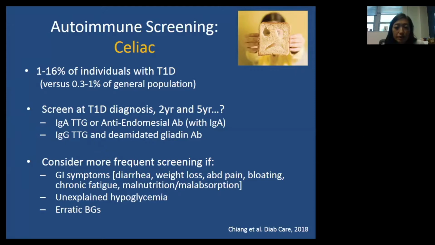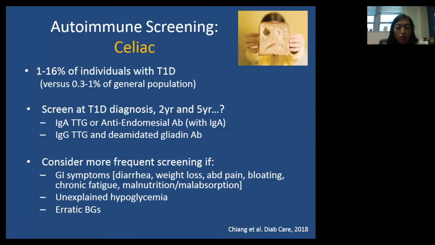And so after 5 years of type 1 diabetes disease onset, the general recommendation is to screen them if you are concerned about any new GI symptoms, or if they have other unexplained dysglycemia, such as erratic blood sugars that are not normal for that patient, or unexplained frequent hypoglycemia, again, a little bit out of the ordinary for that patient. And then, of course, the GI symptoms, some examples: diarrhea, weight loss, bloating, abdominal pain, malnutrition, malabsorption type symptoms.